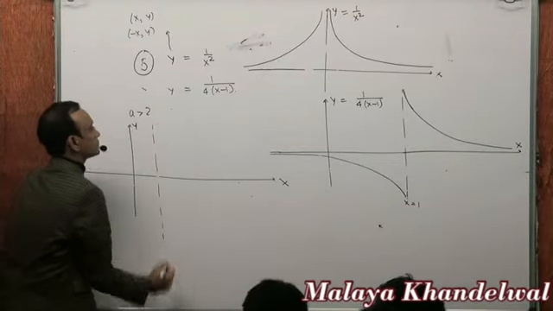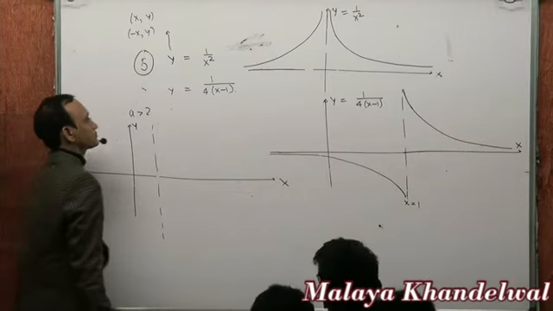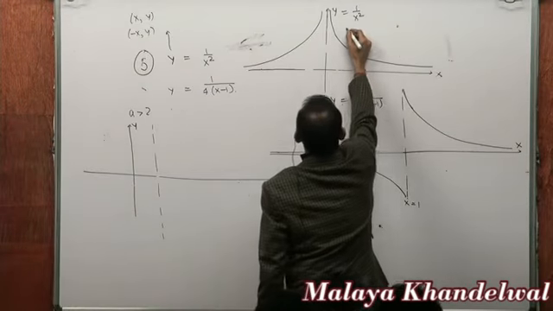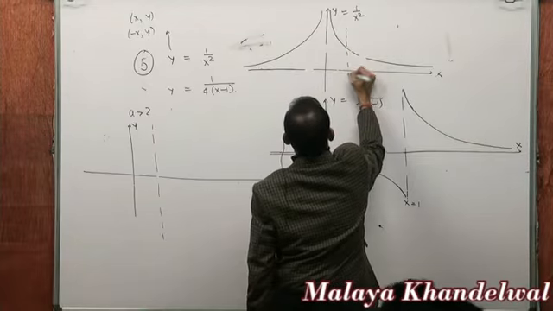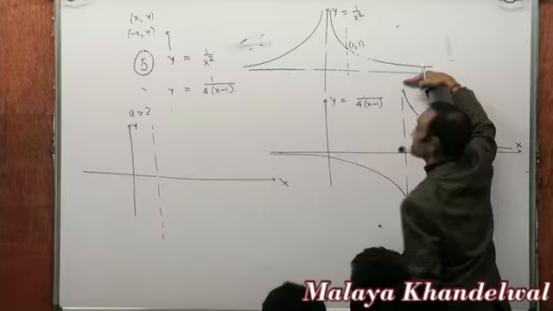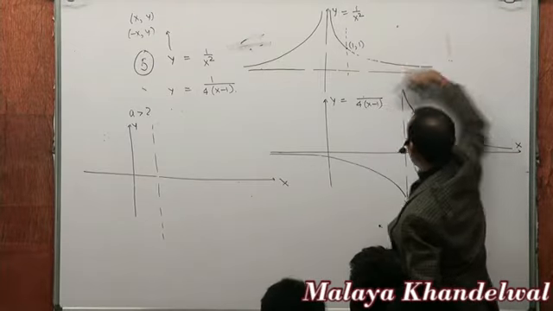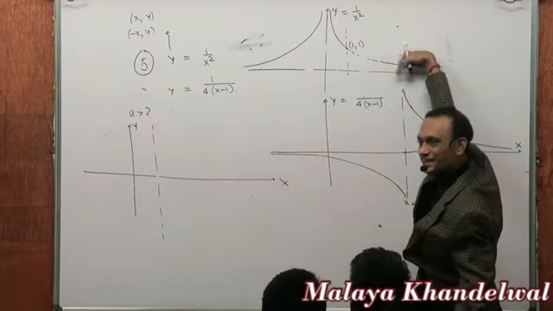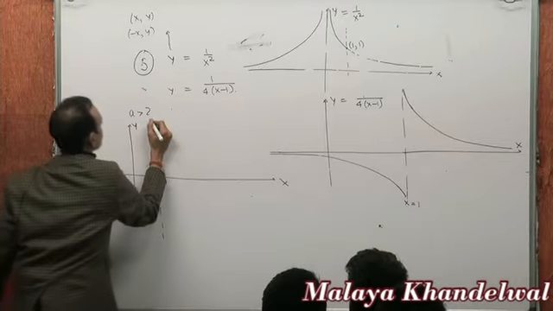X equal to 1. At x equal to 1, this is 1, but this is infinity. That means at x equal to 1, this is much higher than this. Right? So this is the line x equal to 1.